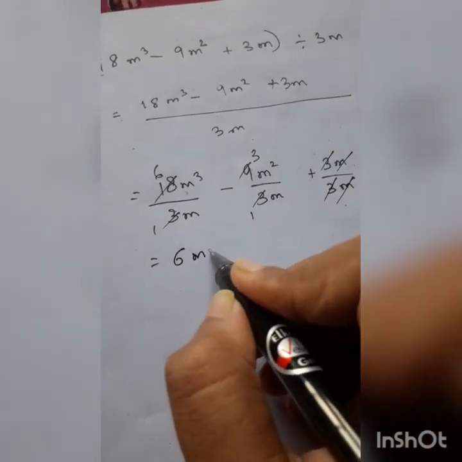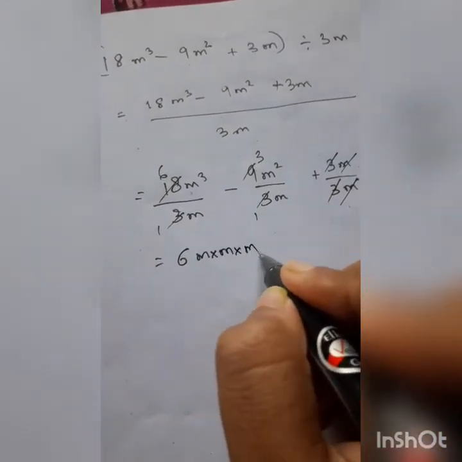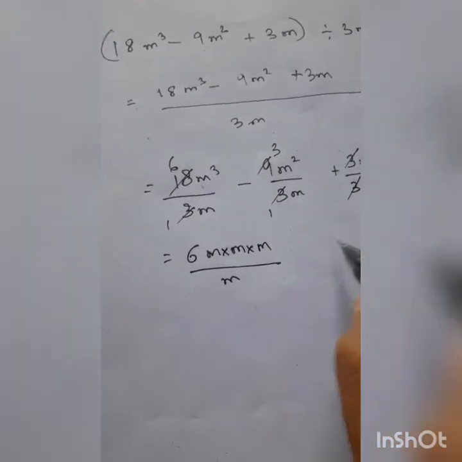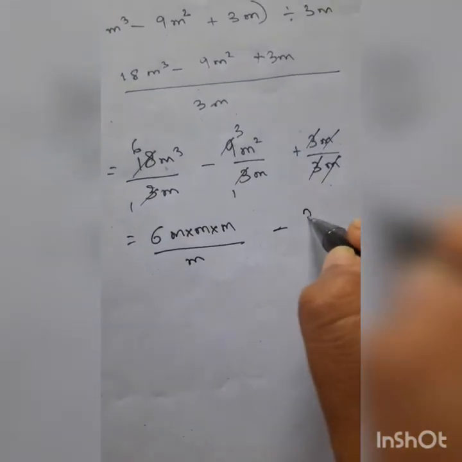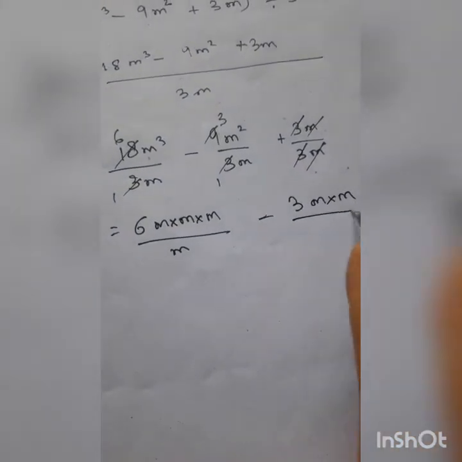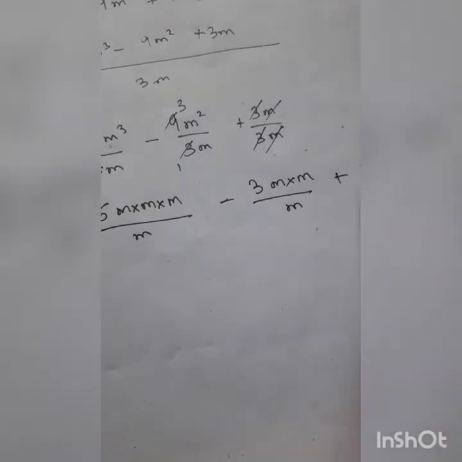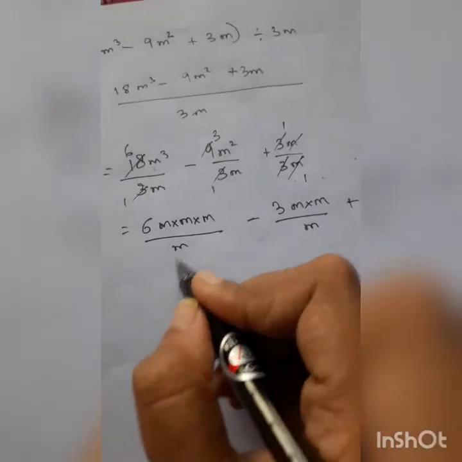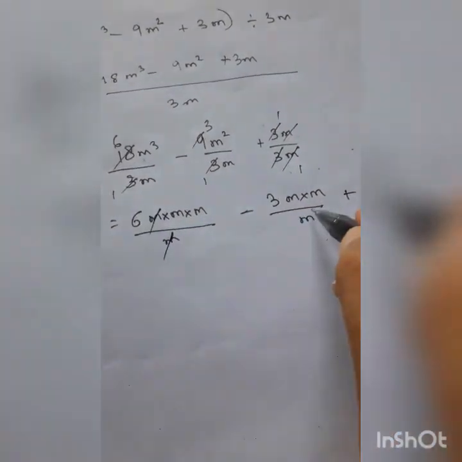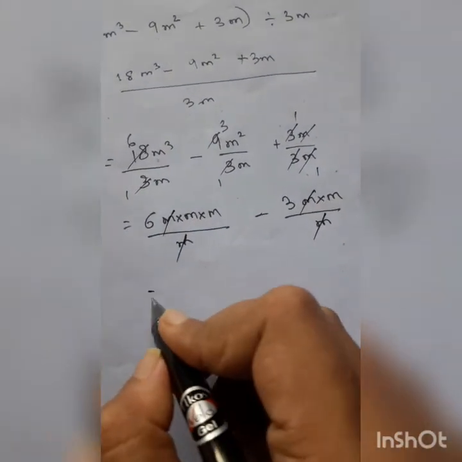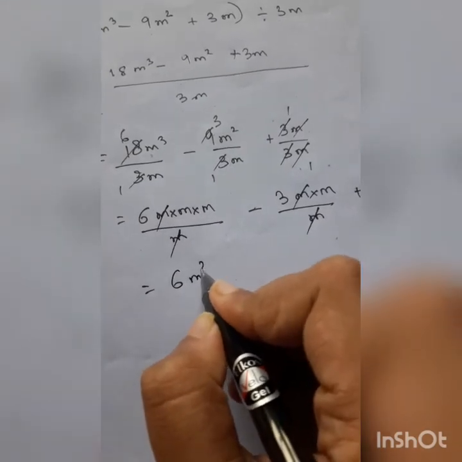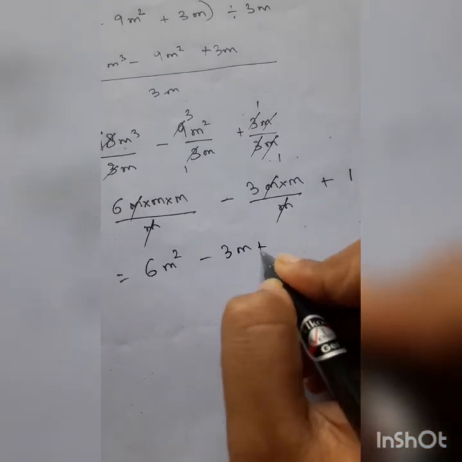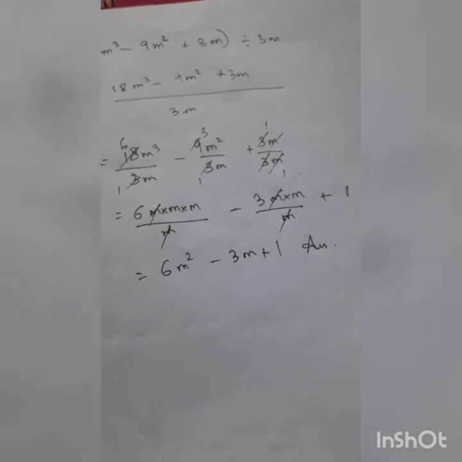So 6m cube means m into m into m by single 1m, minus 3m square by 1m, plus, since the whole thing is cancelled, it will become 1 by 1 means 1. Here you can cancel 1m and 1m. Here also 1m and 1m will be cancelled like this. So 6m into m is 6m square minus 3m plus 1. This is your final answer.